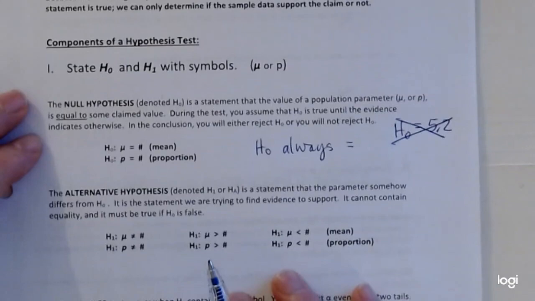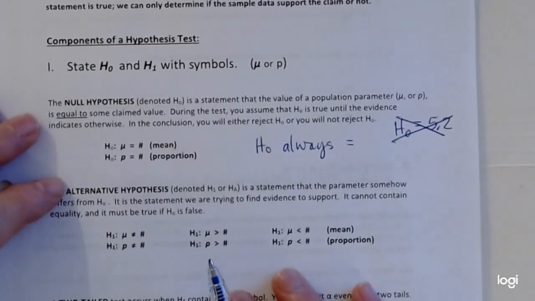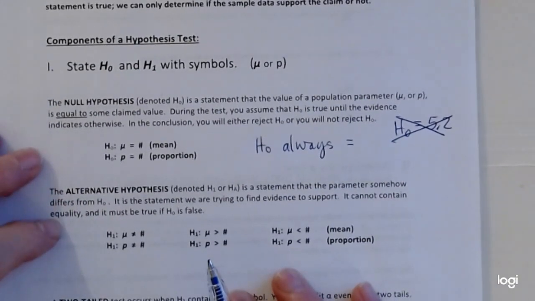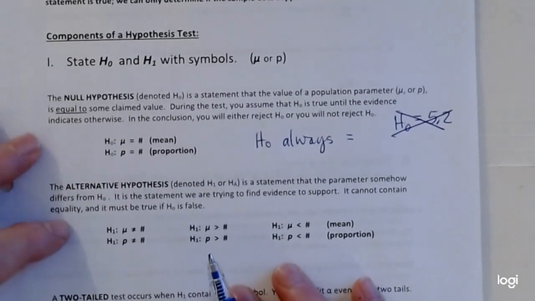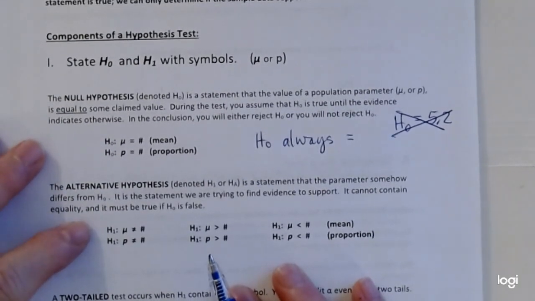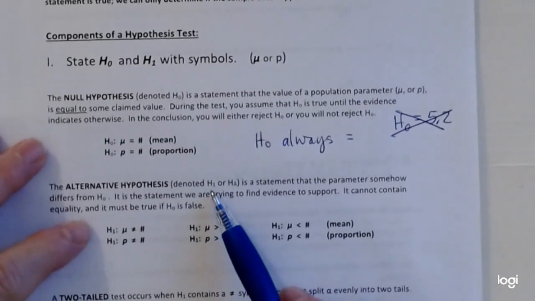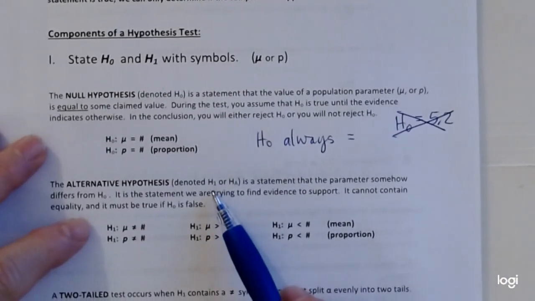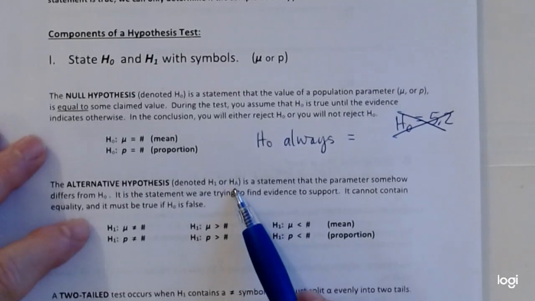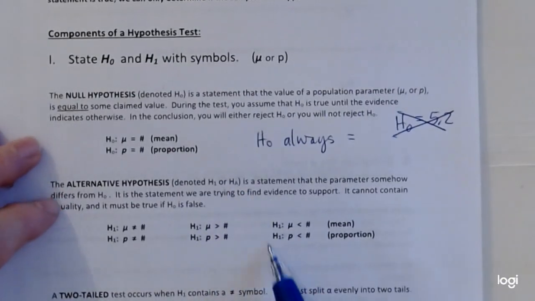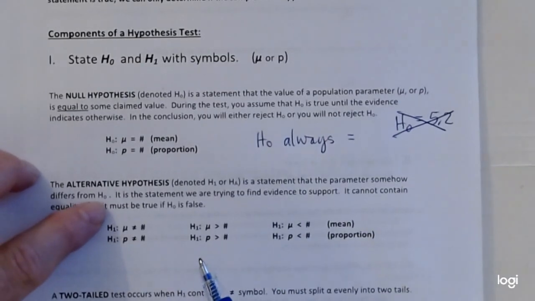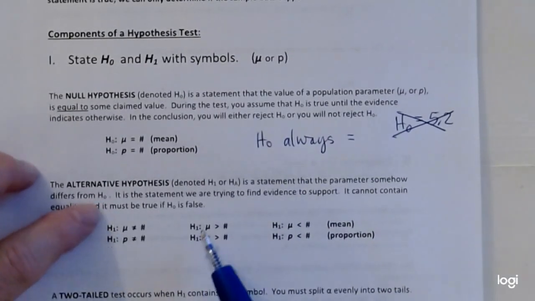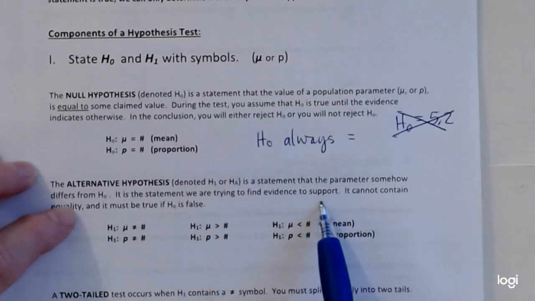The alternative hypothesis is the claim that we're looking for evidence to support or not support. We determine from the test whether the evidence supports the claim or not. And this will be H1 for our purposes, but sometimes you will see it as HA. It's a statement that the parameter somehow is different from the value in H0. It's a statement that we're trying to find evidence to support.